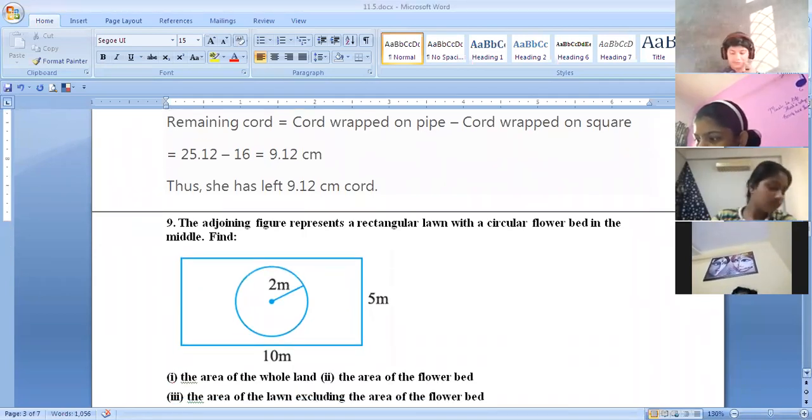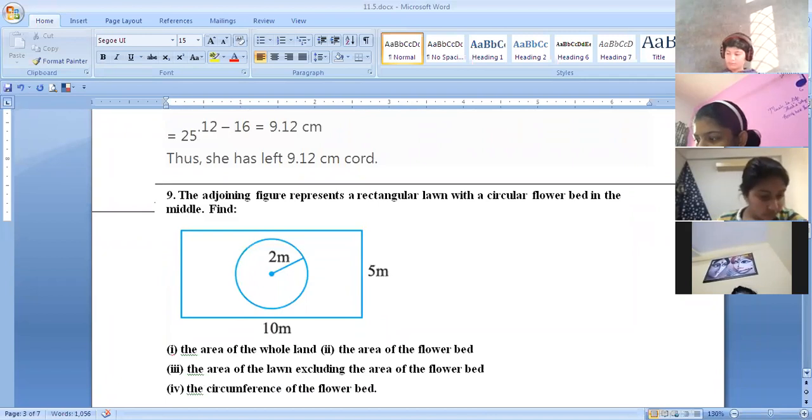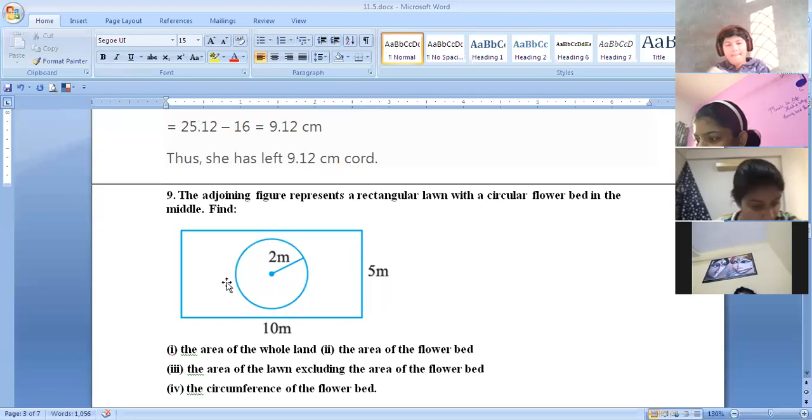And in this question, we have to find out area of the whole land. That means this rectangular land area we have to find. Area of the flower bed we have to find. Area of the lawn, excluding the flower bed also we have to find. And circumference of the flower bed also we have to find. Okay. These 4 solutions we have to take it out. So first of all, we'll find out the area of the whole land.